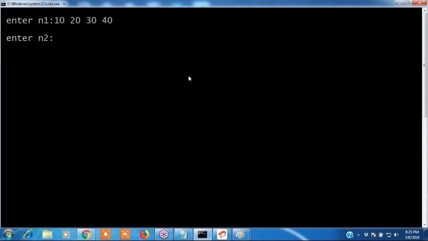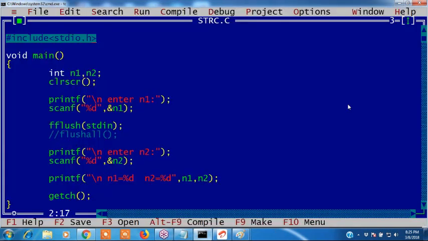Now it will ask. See what happened here: you have written fflush. This deleted that memory, so only the 10 value has been taken. fflush means it deleted that memory. Now it is asking for n2. Enter 20. Now it takes it. Clear this? You understood, right? What is fflush?